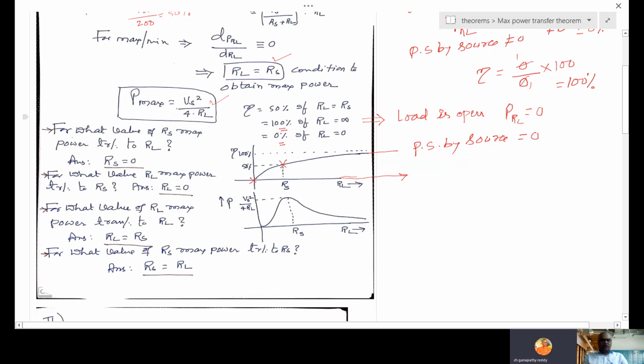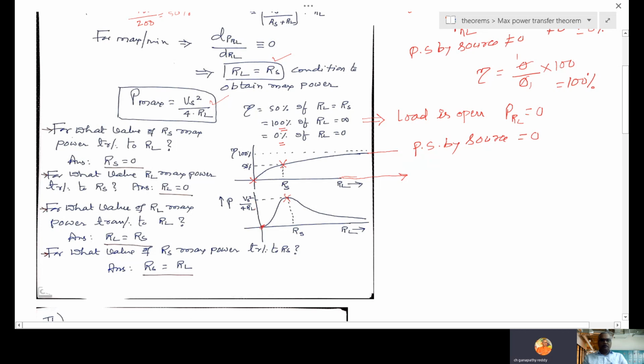And also maximum power transferred versus RL. If you look at here, power versus RL. When RL equal to 0, the power transferred is 0. When RL equal to RS, maximum power is transferred here. So this point is maximum power. What is that maximum value?